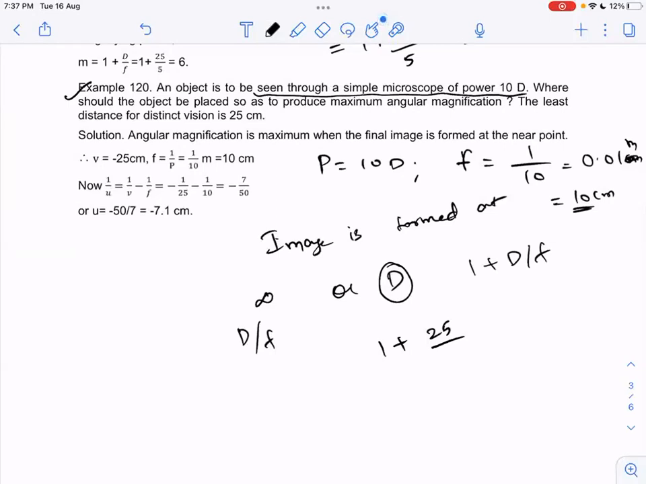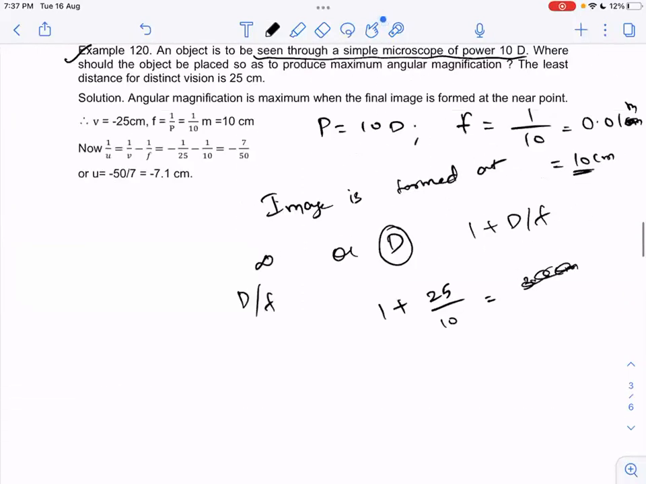1 plus is obviously going to be 25 centimeter. Focal length is how much? It is 10 centimeters. So 1 plus 2.5 is 3.5, which is going to be the magnification. So what do they ask? They ask the object distance.